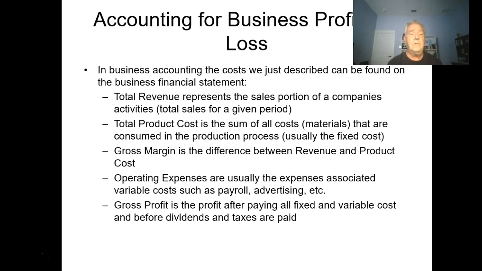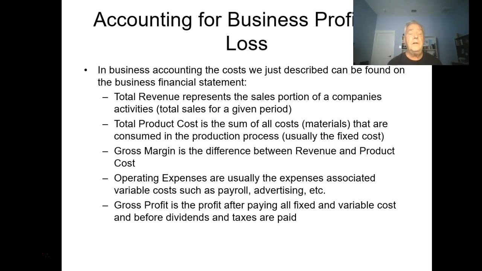Then next comes gross margin. And all that is the difference between the total product cost less the total revenue gives us what we call gross margin. Next comes operating expenses, and those are expenses primarily associated with variable costs, like payroll, advertising. You know, when a business gets in trouble, a lot of times one of the first things to go is advertising. They try to keep people on as long as possible, but advertising is easy to get rid of.